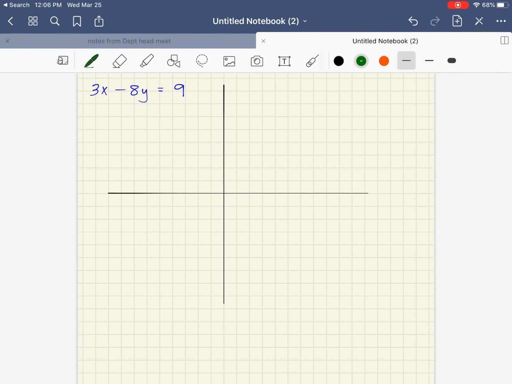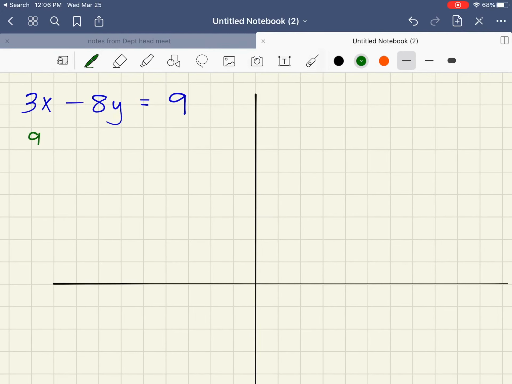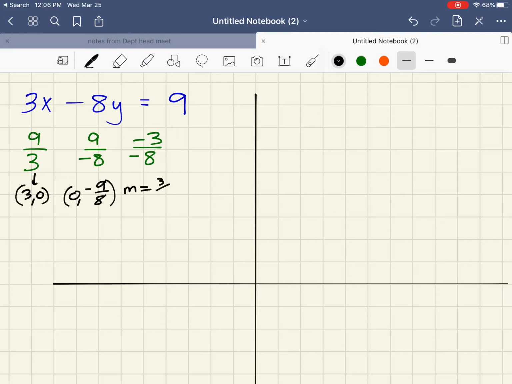Here's another example. I'm going to do C over A. I'm going to do C over B. I'm going to do negative A over B. This reduces to 3. That's the point 3, 0. This one doesn't reduce. It's negative 9/8. And then the slope is 3/8.